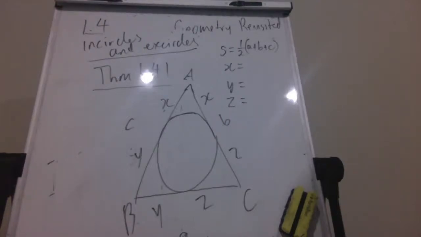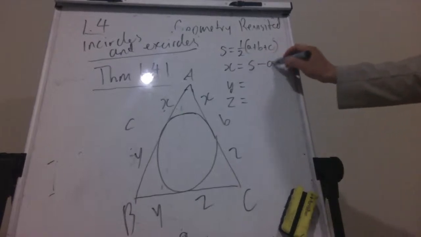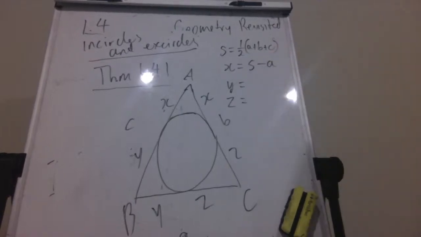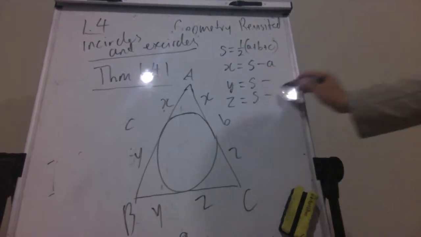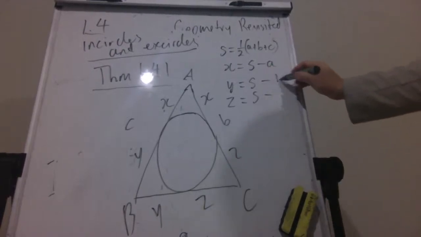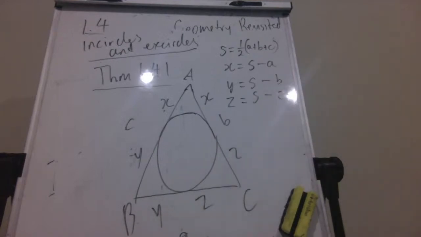X is equal to s minus a. Y is equal to s minus b. Wait, then they all have to be like this. Right? Okay, yeah. All right, good.